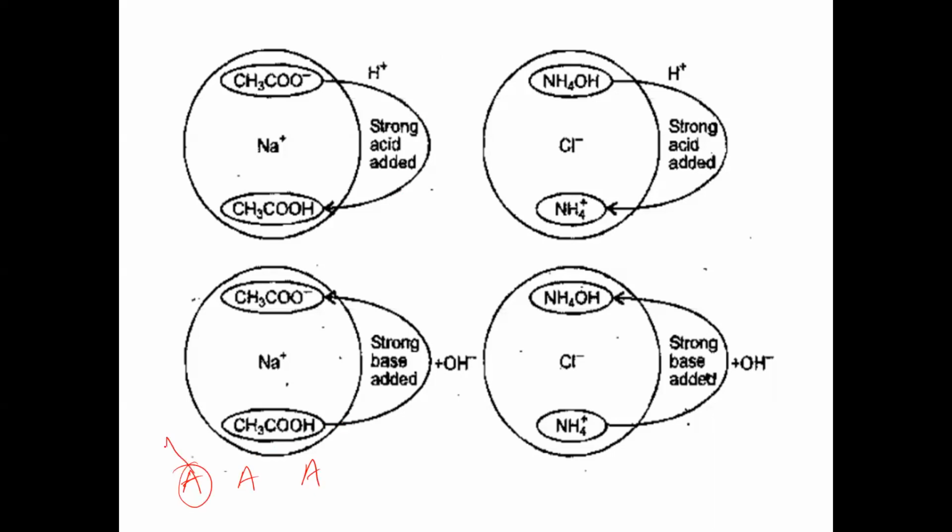To an acidic buffer, when we add acid, what will be increasing? The concentration of weak acid will increase. So when acid is added to an acidic buffer, acid concentration increases. Therefore salt concentration decreases.